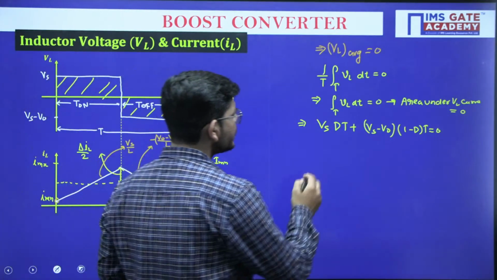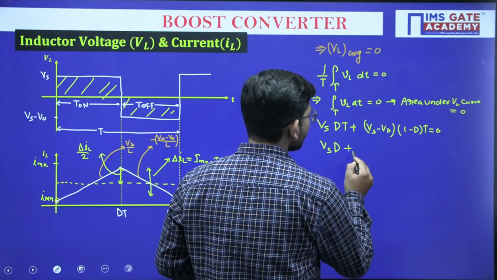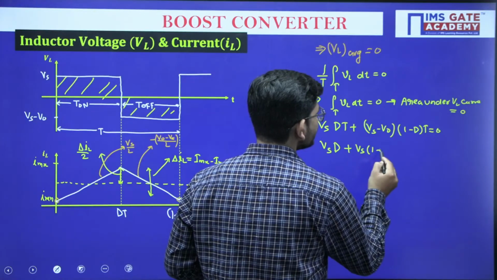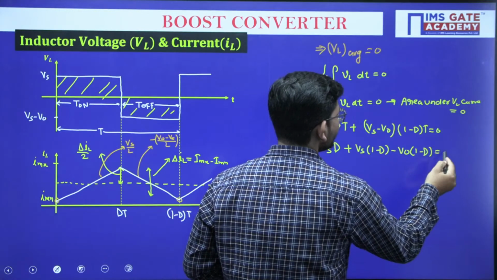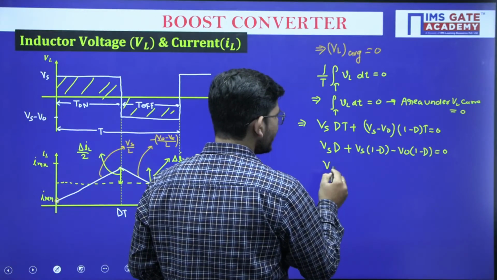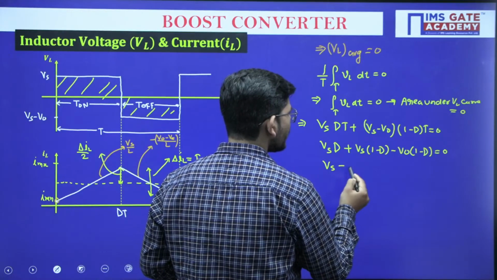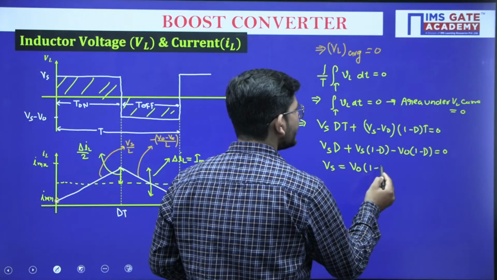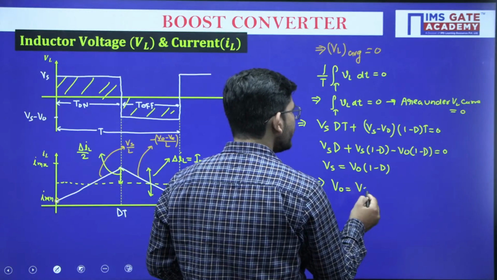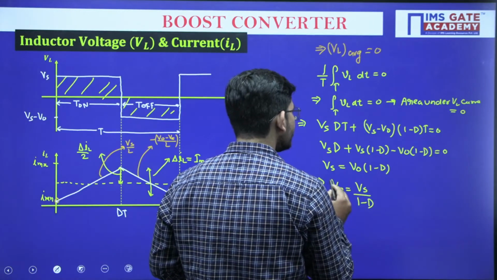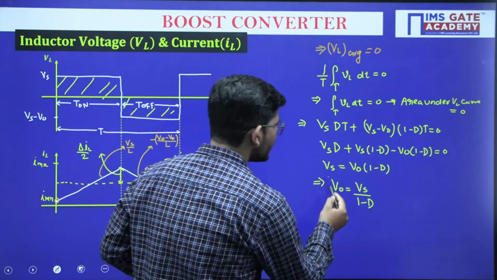Now let us solve this equation. So what we are going to get here? This will be Vs into d plus Vs into (1 minus d) minus V naught into (1 minus d), and that will be equal to 0. Now from here we can see that Vs into d will be cancelled. So Vs equals V naught into (1 minus d), or what we will be getting here is V naught equals Vs upon (1 minus d), and that is a very important relation that we have obtained in case of the boost converter.